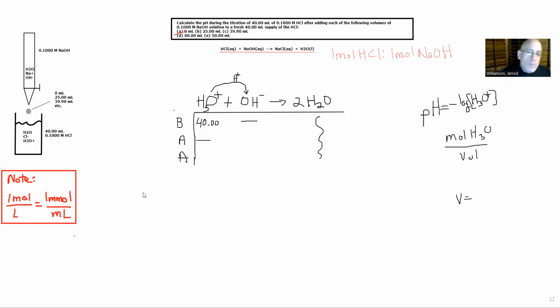I need to know the starting amount of hydronium ion that's in there, because what's going to happen is the hydroxide is going to react with the hydronium and consume the hydronium that's in there. So for starters, I need to know what the volume is going to be after I've added 25 mL. After I've added 25 mL, the volume is going to be the initial 40 mL plus the 25 mL, which is going to be 65 mL.